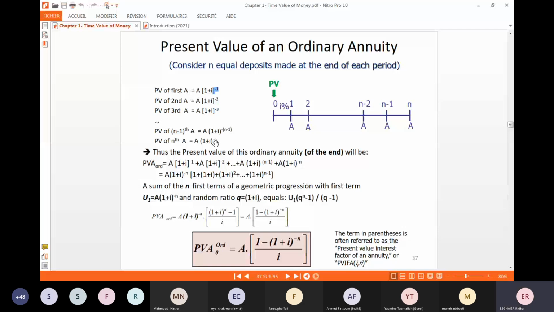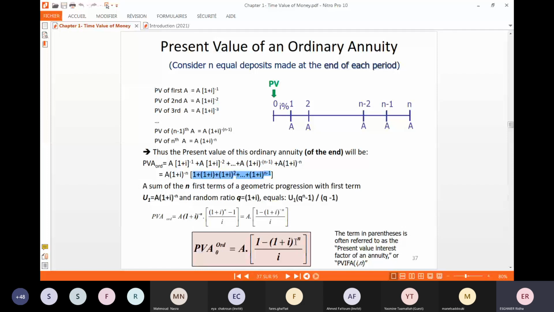We make this sum. We notice that we have a term that is repeated, A times 1 plus i power minus n. And between brackets, we still have the same sum, which can be replaced, as we said before, by 1 plus i power n minus 1 over i. We call this future value interest factor annuity. We multiply this by this term, A times 1 plus i power minus n.